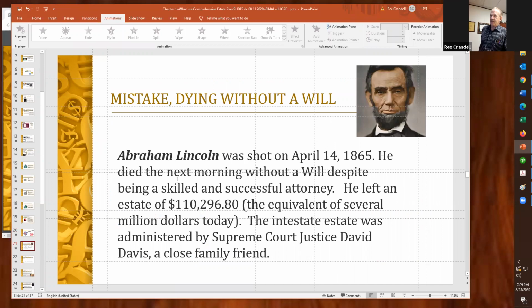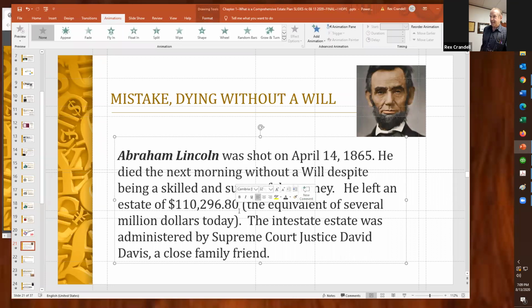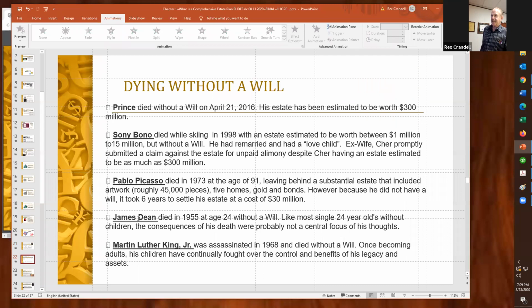One mistake: dying without a will. Abraham Lincoln was shot on April 14th, 1865. That's the day before the end of tax season, although they did not have income tax back then. And he had an estate that today would be well over $1 million, and he had to have the estate administered by a Supreme Court justice.